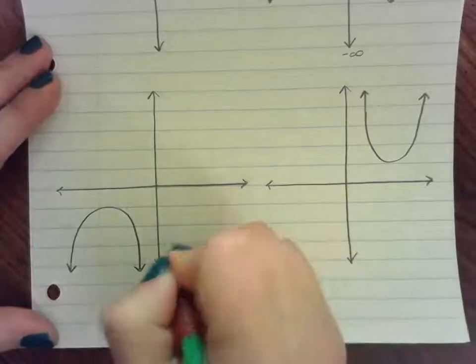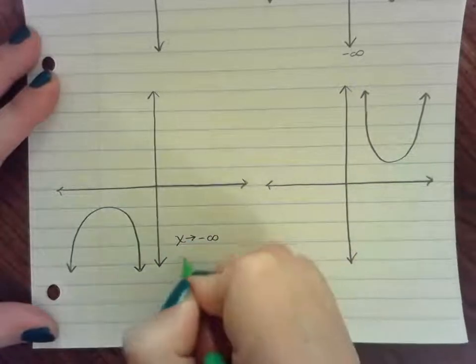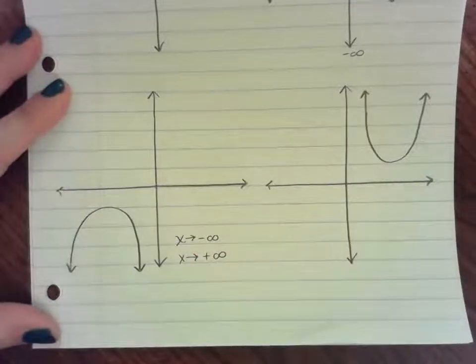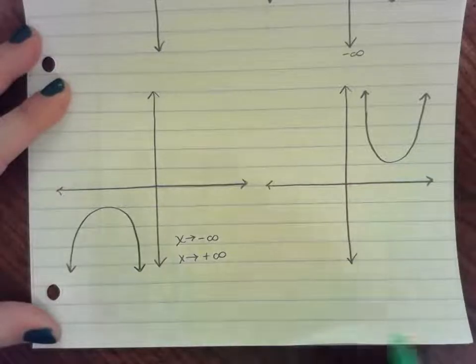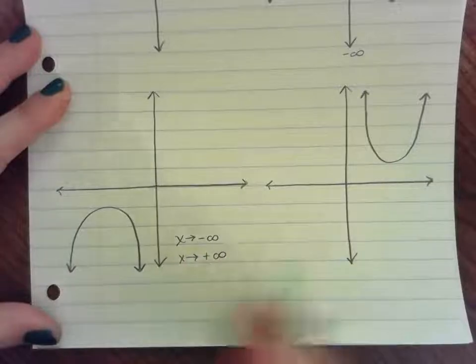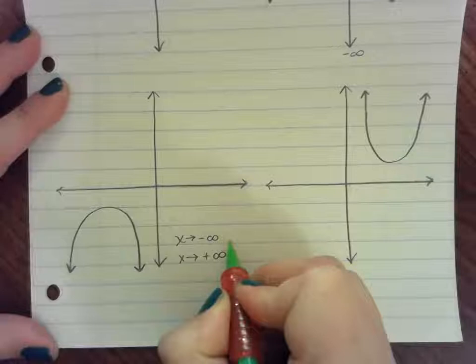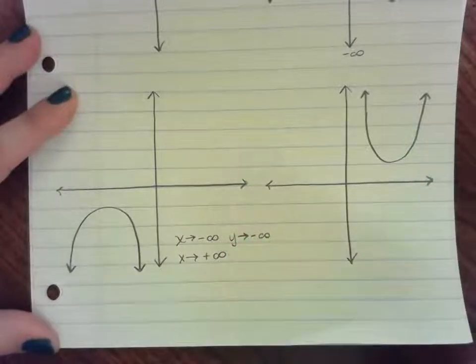So we start out with x goes to negative infinity, x goes to positive infinity. We always start out with that every time. Now we're going to talk about what the ends of the graph are doing. This is the left-hand side, and this is the right-hand side. Looking at the left-hand side, we're going down to negative infinity, so y goes to negative infinity. That's how you would write it.